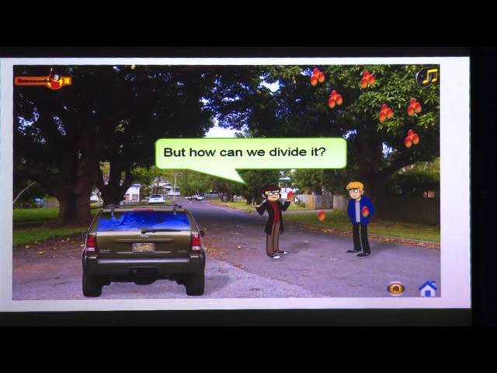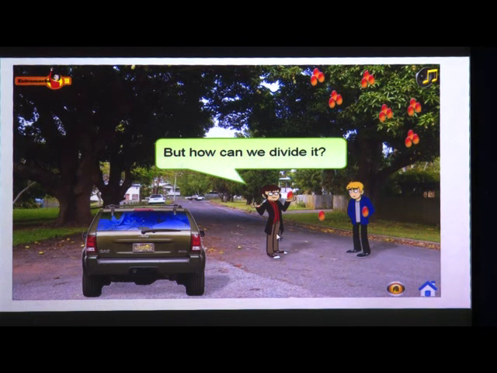Now if we want to divide these 3 mangoes between 2 people, can we divide it? Yes, we can divide it. First we have to give each of them 1 mango. Let us name this guy Rahul and this guy Karan.